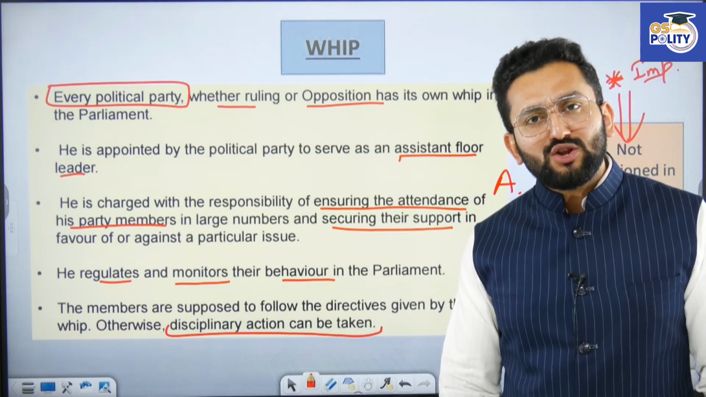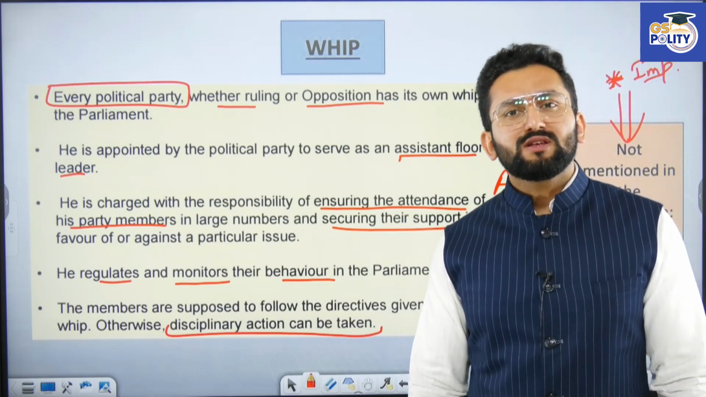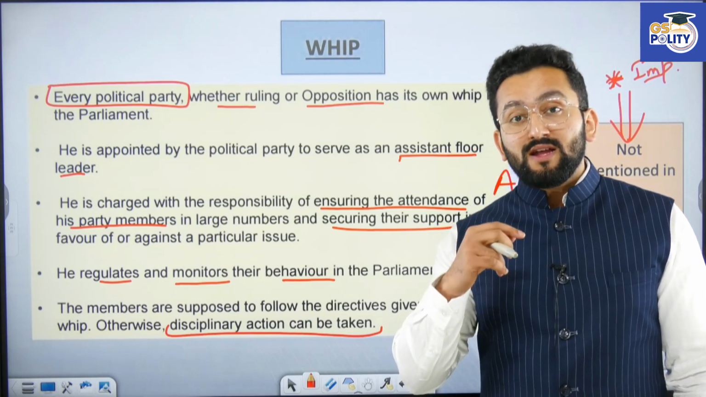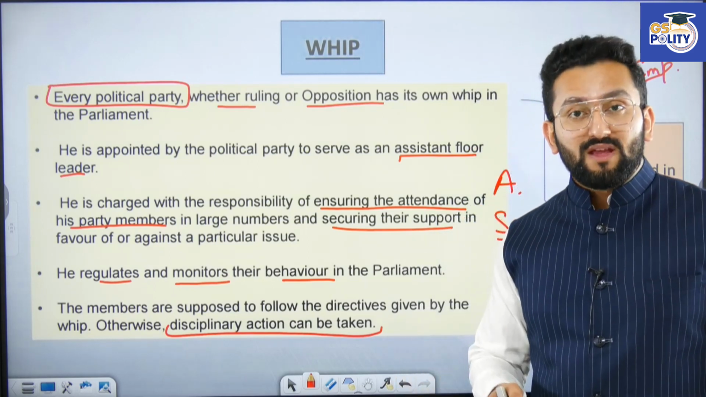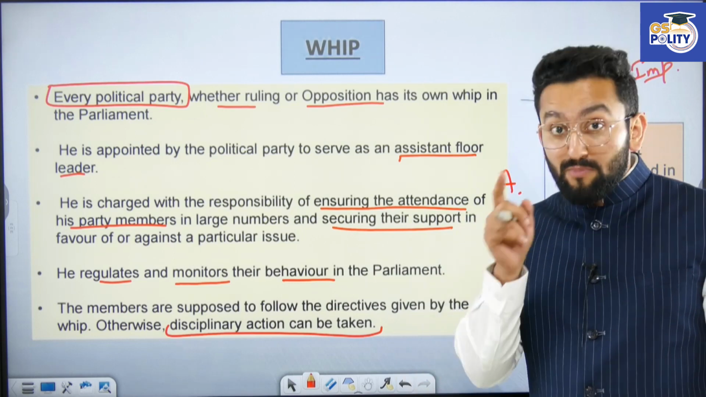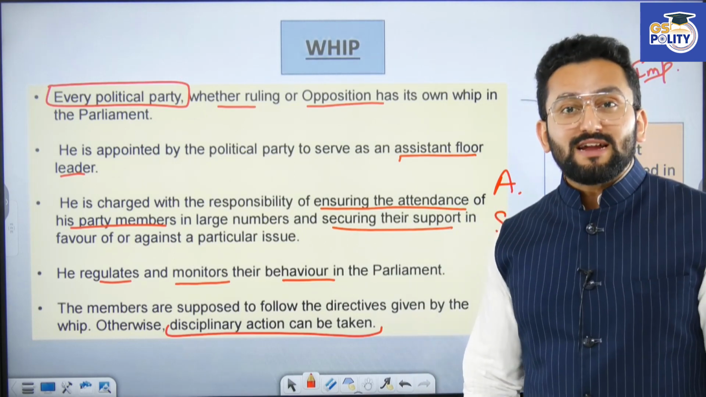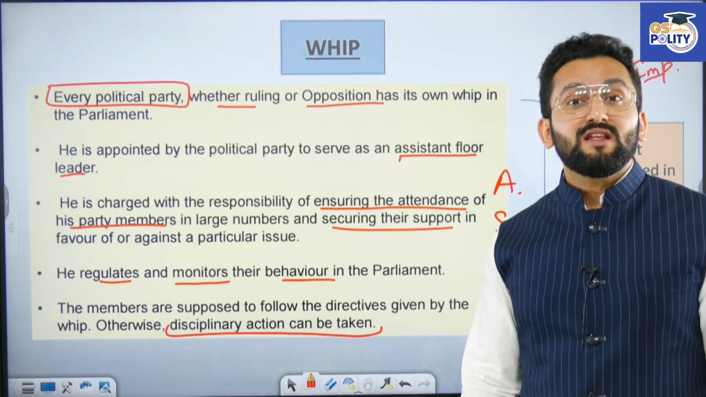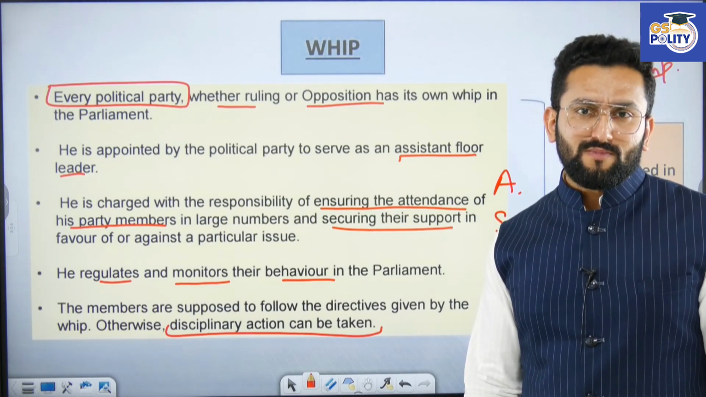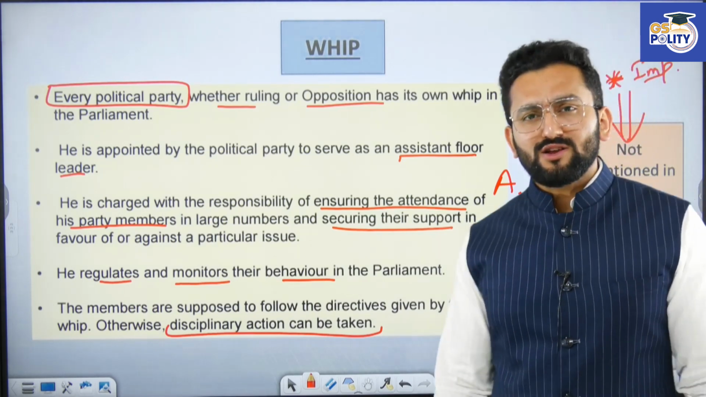What if they reject? No, I'm not going to listen to you. My friends, the decision of whip is actually the will of the party and the party gave you the ticket, right? Disciplinary action can be leveled against you. And some of you might be thinking, what kind of disciplinary action? What are they going to do?